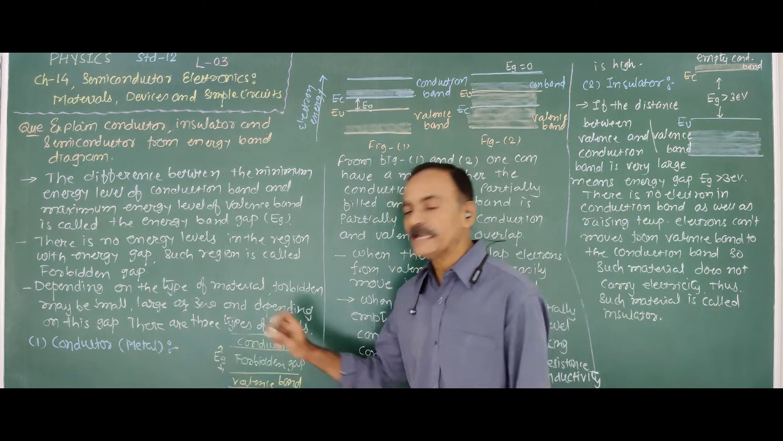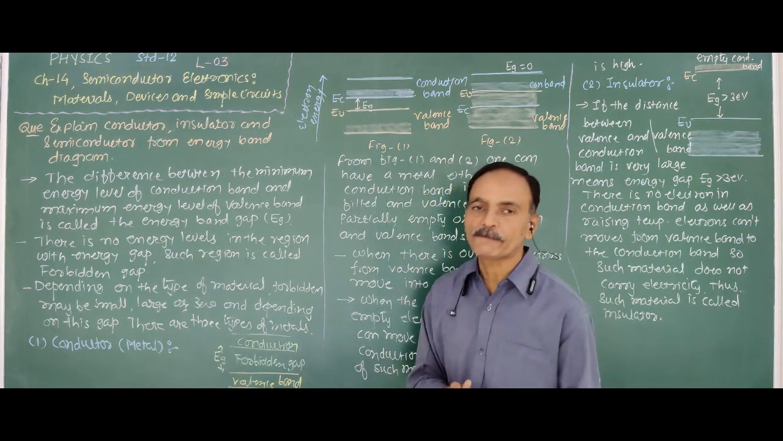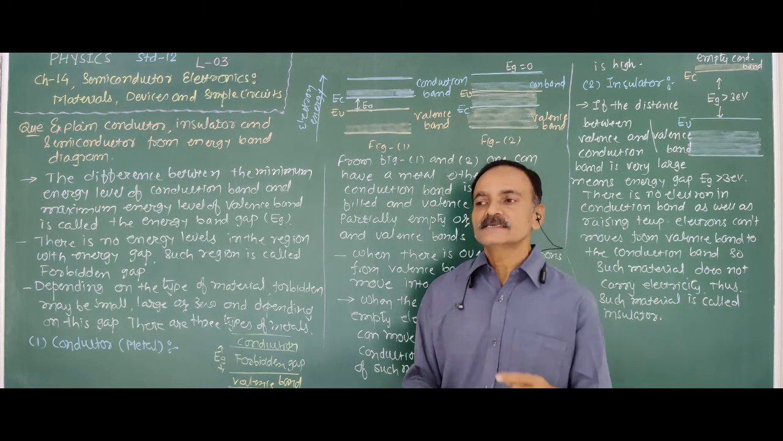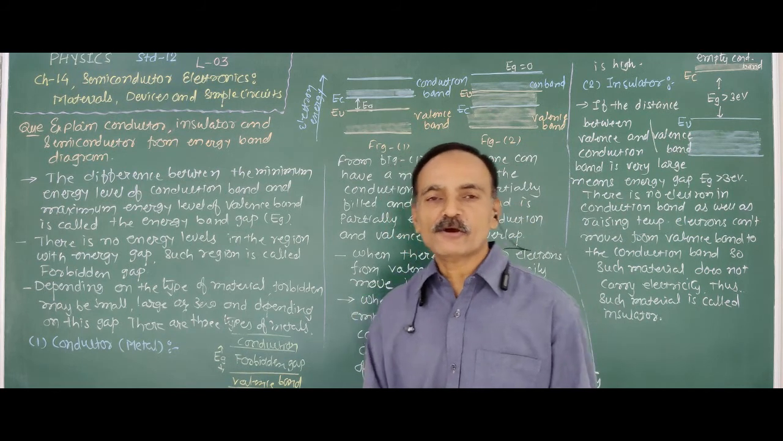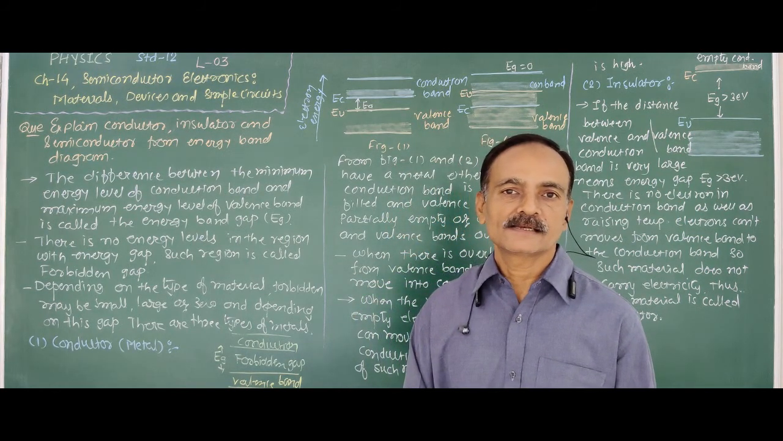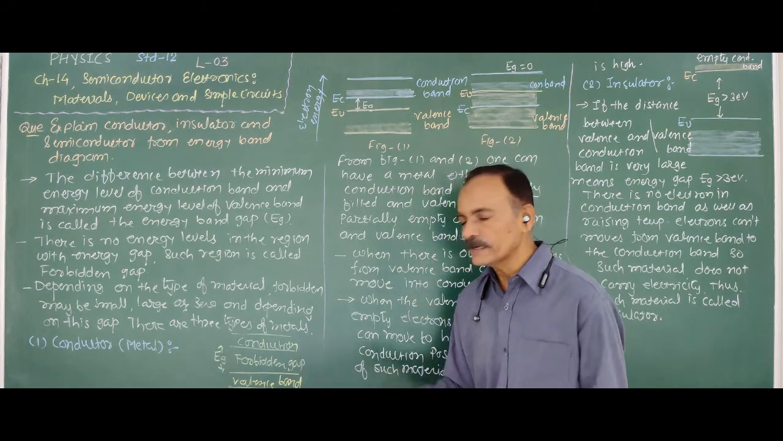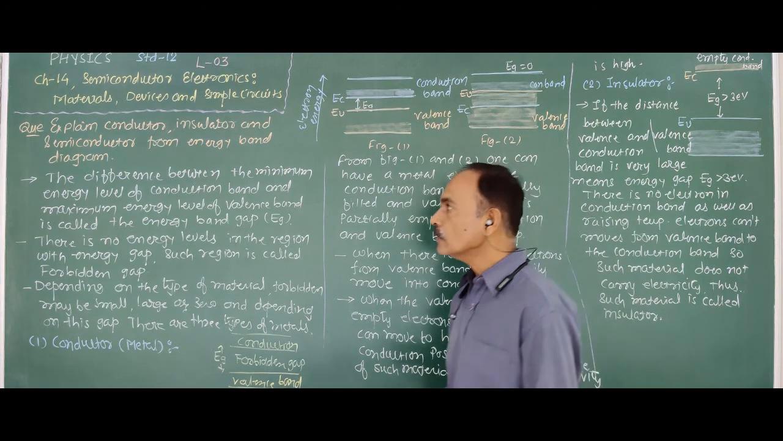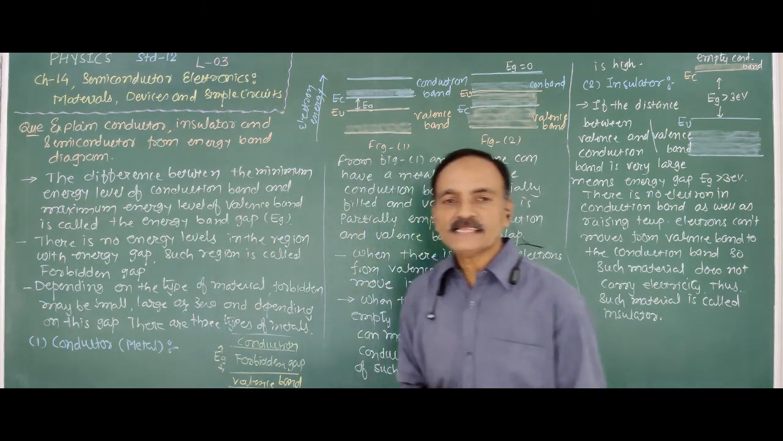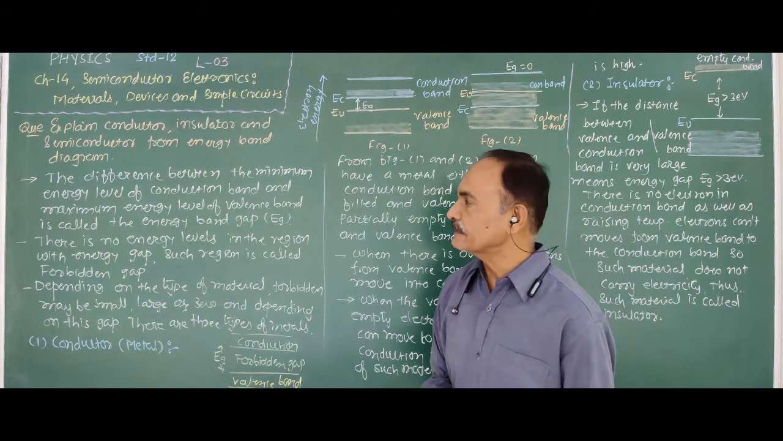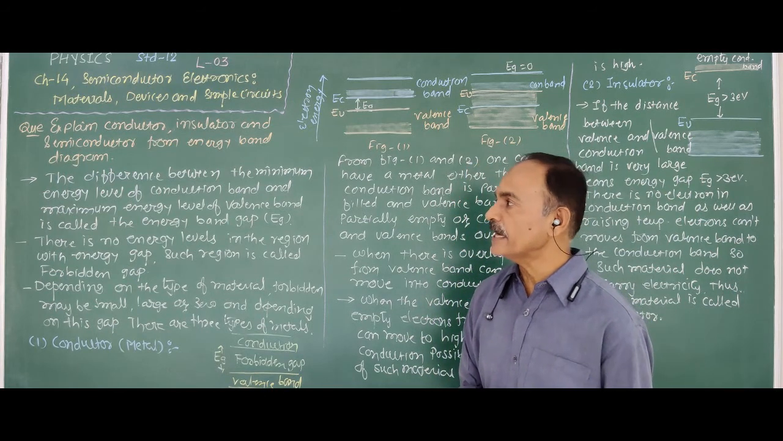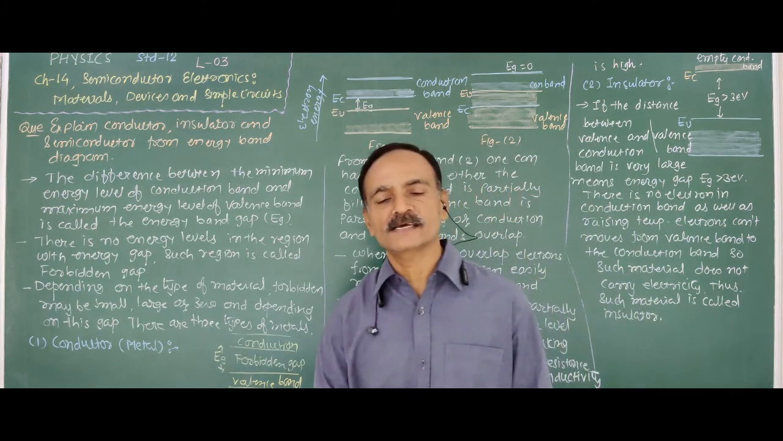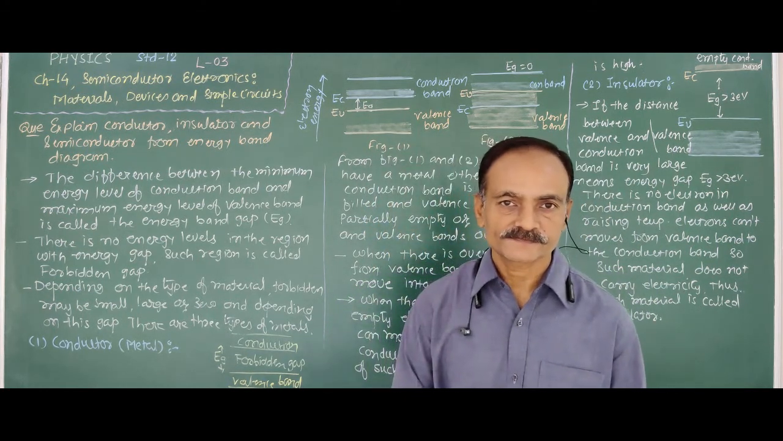The value of the band gap energy, or the size of the forbidden gap, depends on the type of material. That means it depends on the distance between the atoms of the molecules in a material. Now, our question is to explain the conductor, insulator and semiconductor from the energy band diagram. What is the energy band diagram for the conductor, insulator and also the semiconductor?